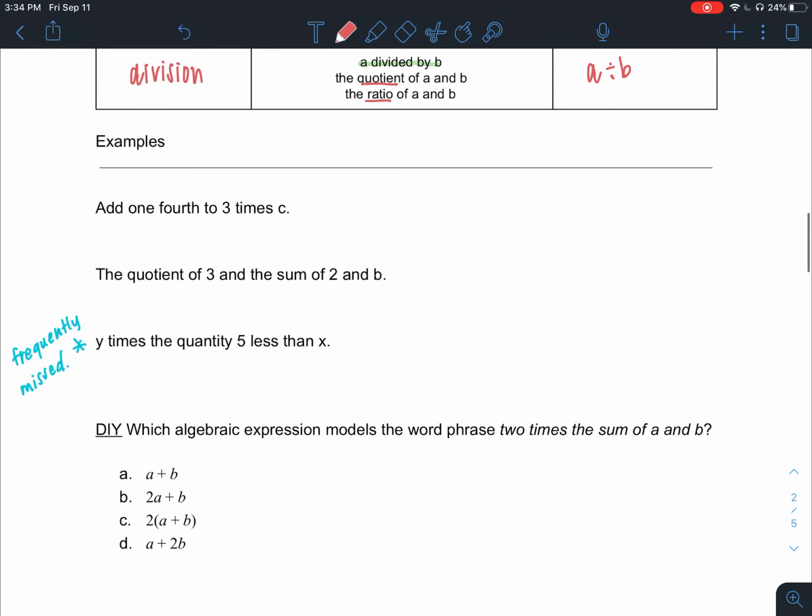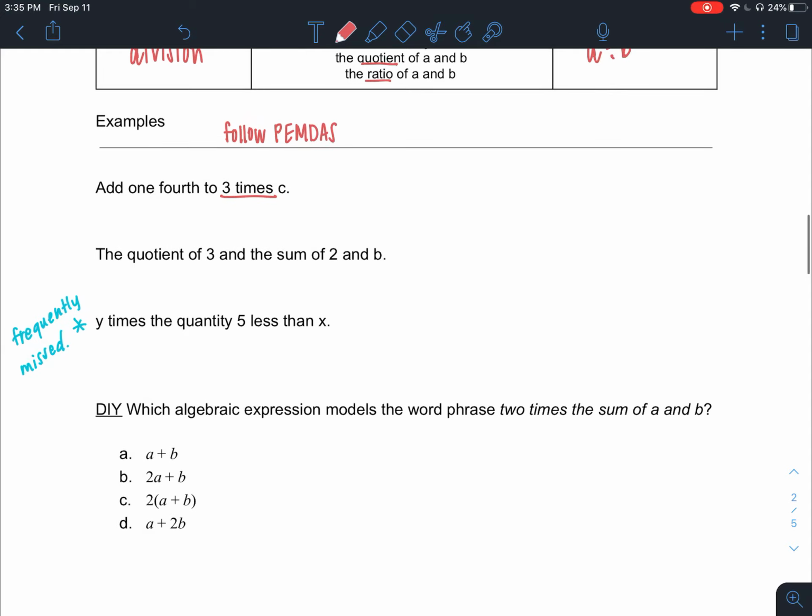You maybe remember this from freshman year, but our examples today are a little bit trickier because this is Algebra 2. So we first are going to add 1/4 to 3 times C. We have to follow our order of operations. So we need to follow PEMDAS when we're doing this. So 3 times C comes first, and then we add 1/4. So 3 times C, and it says to add 1/4. I always put parentheses just to make it clear.